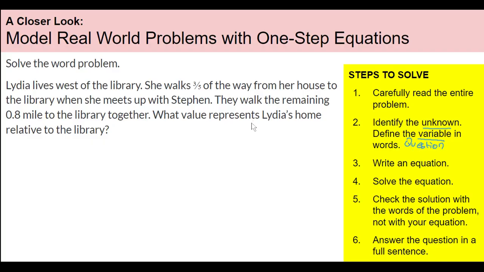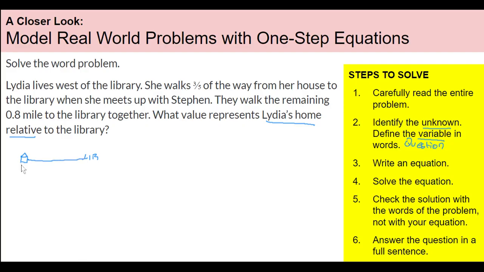Right, we want to know, where is Lydia's home located? Lydia's home, that's what it says. So that's a variable. What is her home relative to the library? So let's draw a map real quick. Let's say this is Lydia's home, and then here's the library. I'll put LIB.